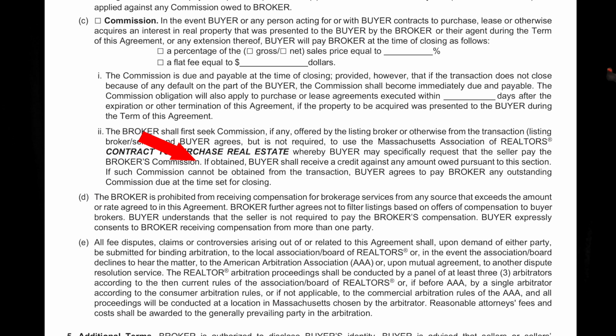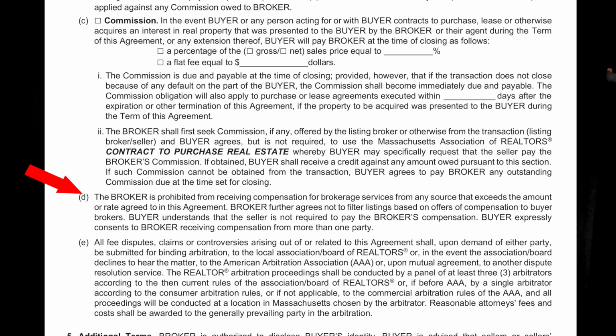If obtained, buyer shall receive a credit against any amount owed pursuant to this section. If such commission cannot be obtained from the transaction, buyer agrees to pay broker any outstanding commission due at the time set for closing. Yes, and that's a possibility, right? And you're going to have that conversation with your buyer. And remember, the buyer's in the driver's seat. The buyer's not going to get hit with any surprise fees because it's going to be on the offer. So you're going to know when you're writing up an offer what your compensation is, what you're requesting from the seller, or what to gain from the transaction. It's going to be spelled out. So if there is a deficiency there, your buyer's going to be aware of it, and then you're going to have a conversation as far as how you're going to proceed.